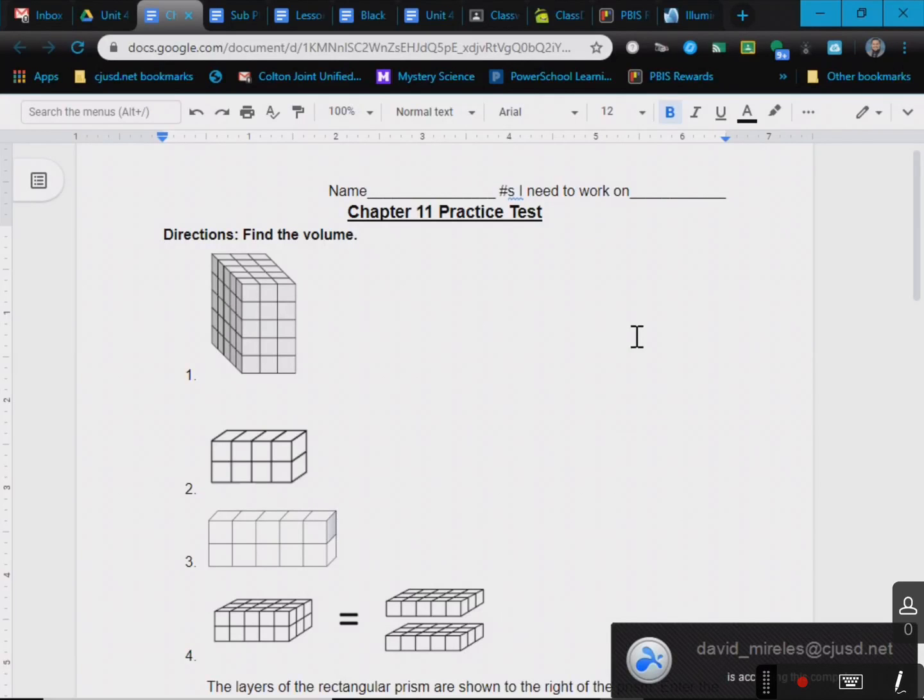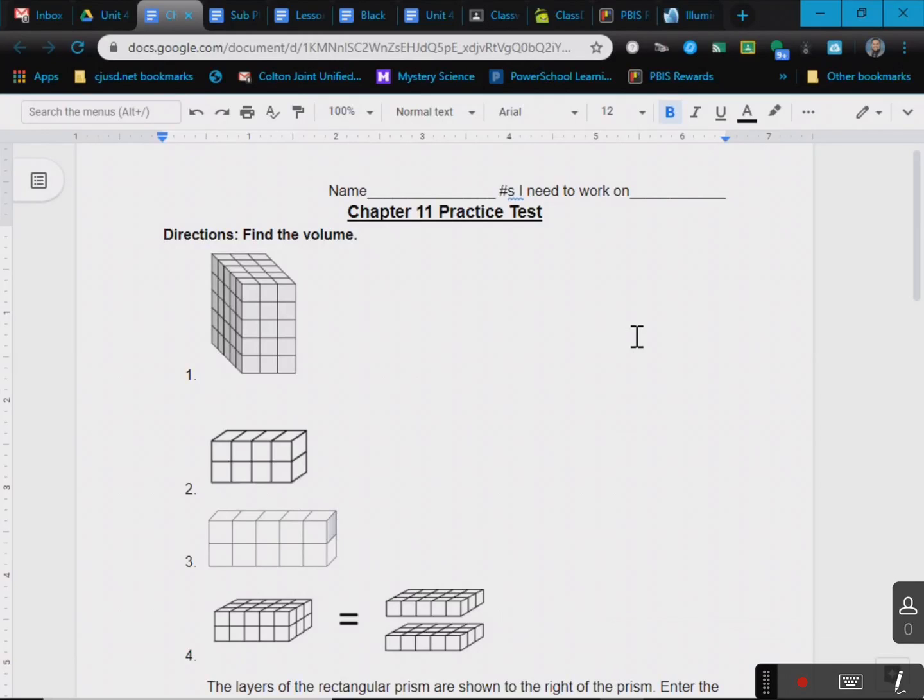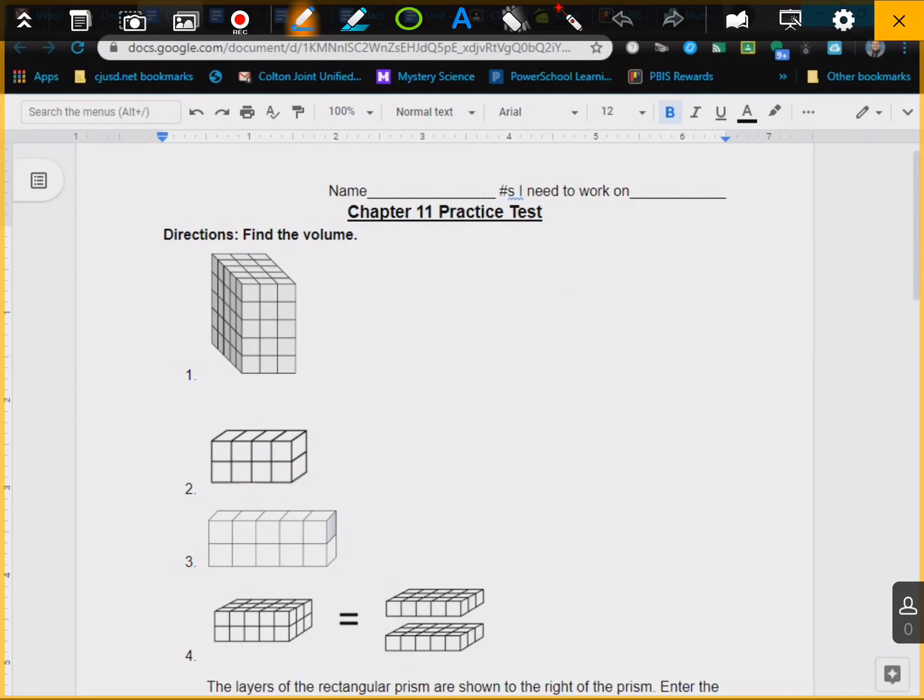Number 1, length times width times height, guys. That's the equation for volume. So volume equals length times width times height. So the length is, let's count, 1, 2, 3. The width is 1, 2, 3, 4, 5. And the height is 1, 2, 3, 4, 5 as well.